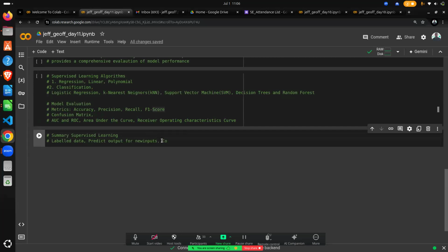So the common tasks are going to be classification and regression. Those are the common tasks of supervised learning. Now, the examples are linear regression, and then support vector machine, decision trees, random forest. And of course, how do you do evaluation? You use what they call accuracy, precision, and recall.